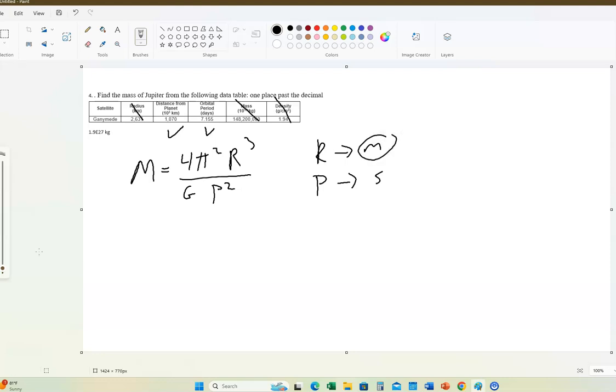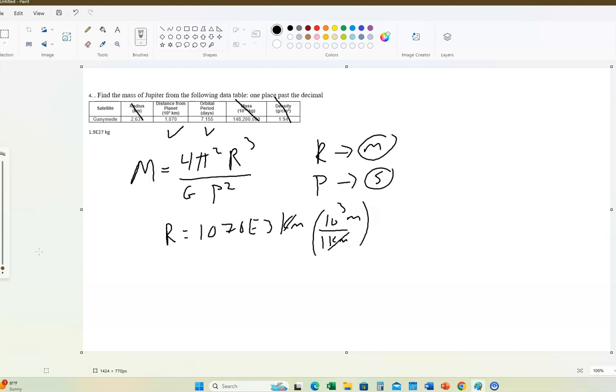All right, so we have to convert to meters and seconds, and then we're going to plug it into this formula, and that'll be it. So R is 1,070 times 10 to the third kilometers. That's very easy to change to meters, because I know that in 1 kilometer there are 10 to the third meters.